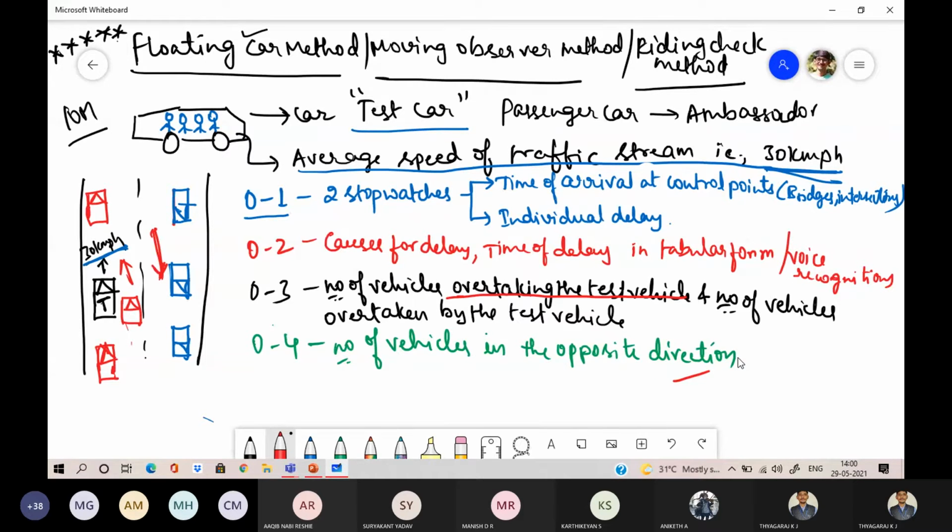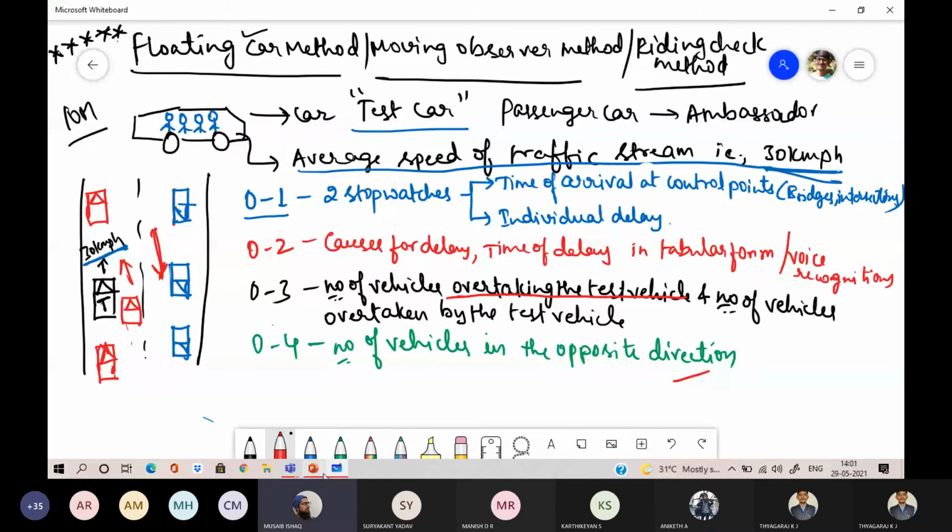Okay, is it clear? When we are solving the problems on this floating car method, I will be explaining how the number of vehicles overtaking and overtaken are taken. Is it clear, floating car method? Kindly respond. You can leave a message or you can unmute yourself and answer. Is it clear? Yes, sir.